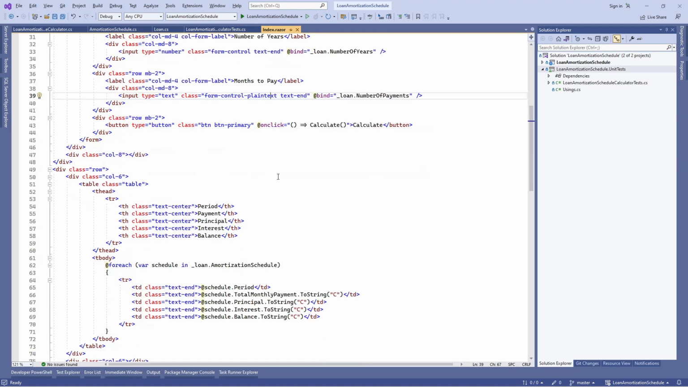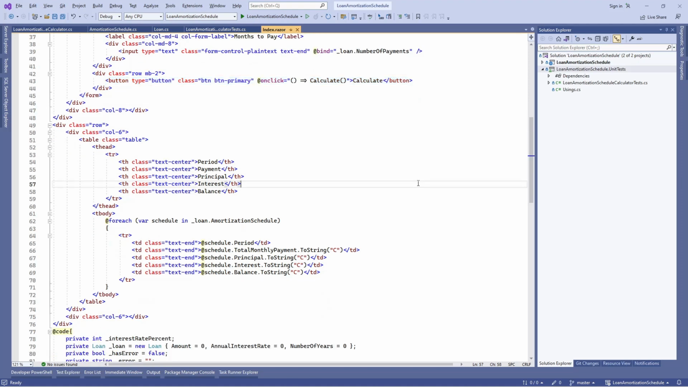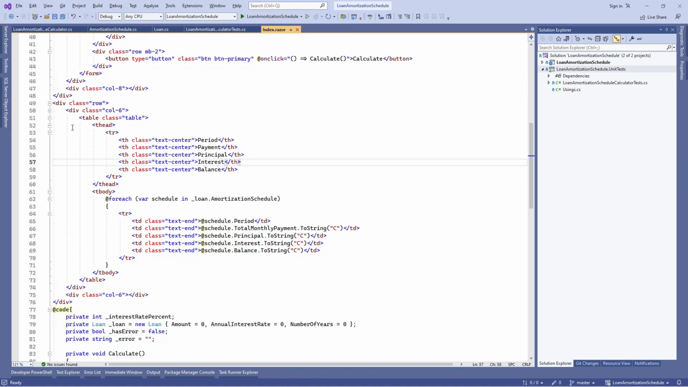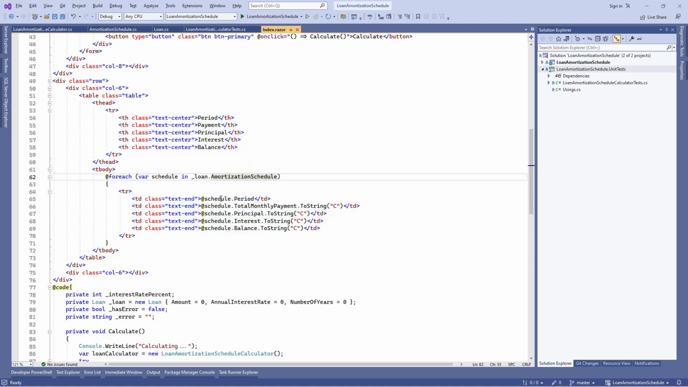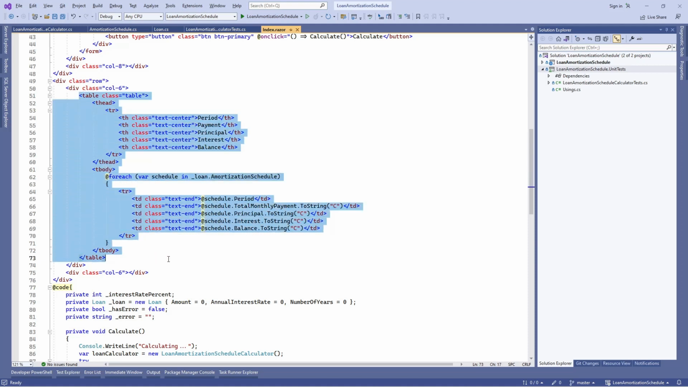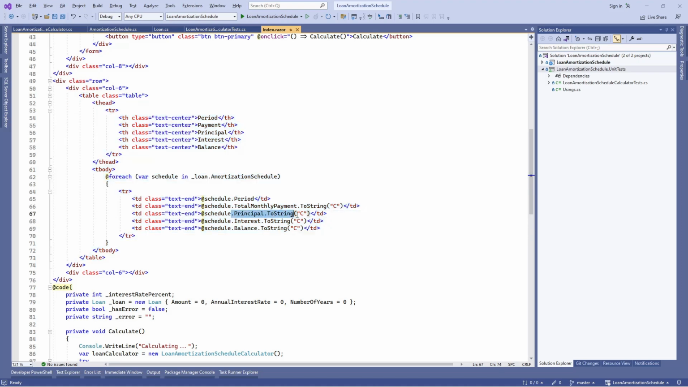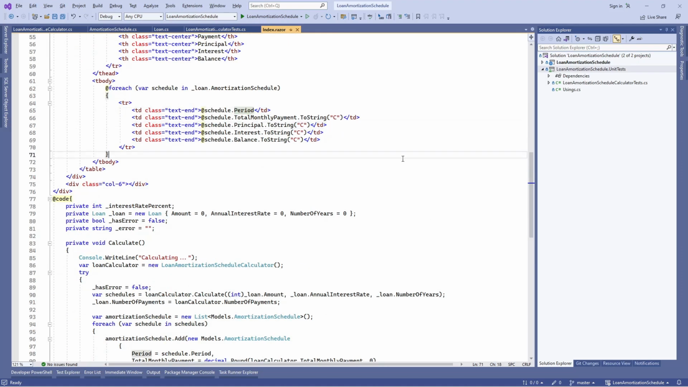Okay, and then the actual calculate button that will execute our calculation. Here in this part, we have this table. Once the calculation has been done, it will return data for the schedule, and then we have outputted it here as a table in this format. Everything is basically just an HTML table. Then we have also formatted each of the values into currency, except the period.